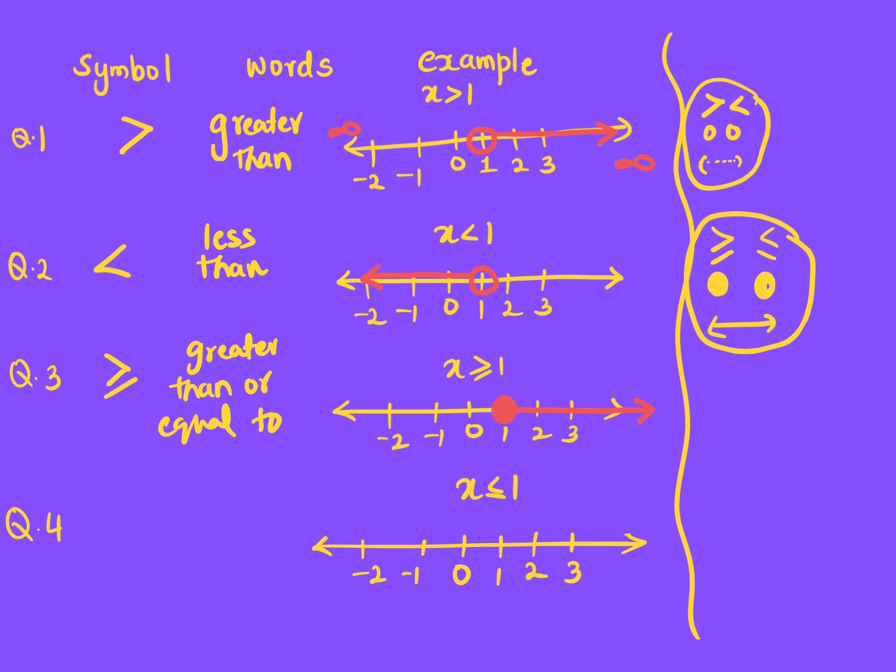Then for the next one, we have the symbol like this. X is less than or equal to 1. We read it as less than or equal to. Now 1 has to be a solid circle, according to the math emoji. Less than means going all the way this way. All right, so this is how you would have graphed your expressions.